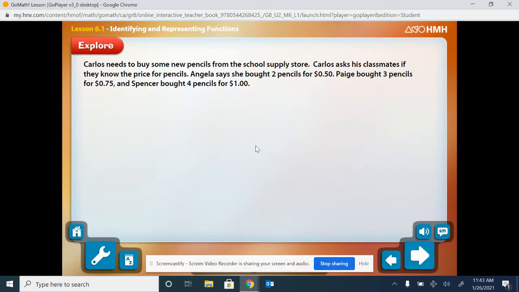Let's work through an example that demonstrates how to identify and represent functions. Carlos needs to buy some new pencils from the school supply store. Carlos asks his classmates if they know the price for pencils. Angela says she bought 2 pencils for 50 cents. Paige bought 3 pencils for 75 cents. And Spencer bought 4 pencils for $1.